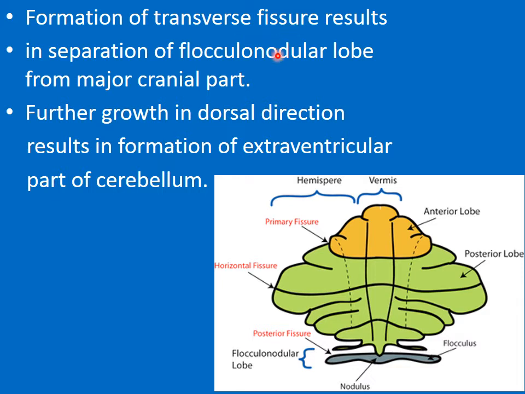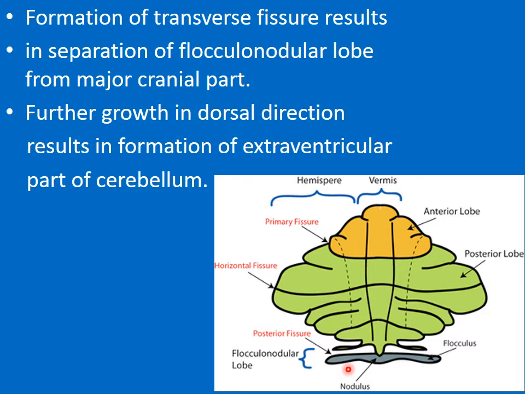Further expansion of the cerebellar hemisphere also results in the formation of many transverse fissures, and one of the earliest transverse fissures, which is called the posterolateral fissure, causes the separation of the flocculonodular lobe from the major cranial part of the cerebellum. This is the major cranial part, and that is the caudal flocculonodular lobe, which is phylogenetically the oldest part of the cerebellum.